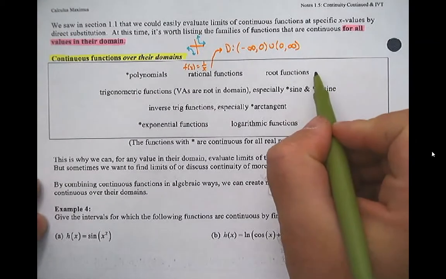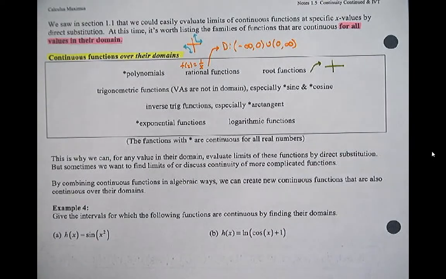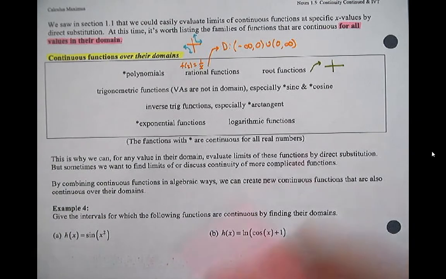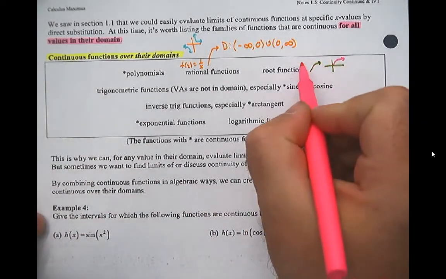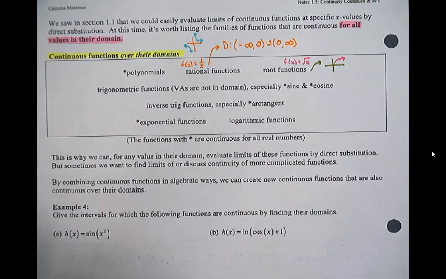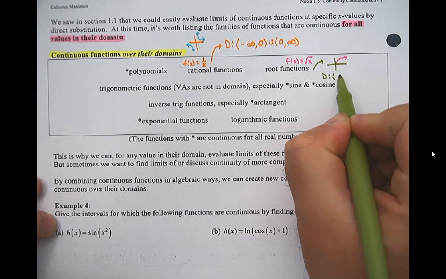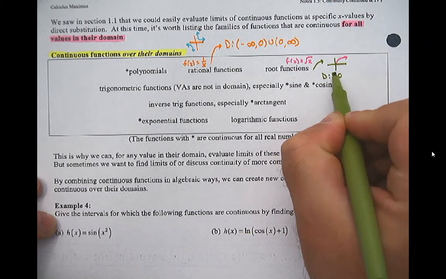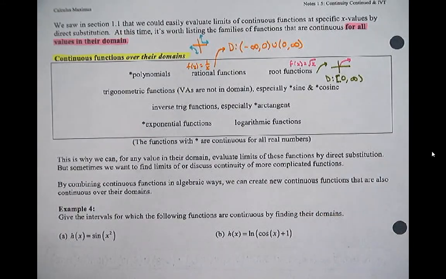Same thing with the root function. This is not what we would say is continuous everywhere, but this is a function that's continuous over its domain. Make a sketch of a root function. A root function we know goes something like that. Square root of x, for instance, could be the equation. And so the domain would be 0 included until infinity. So the function is continuous over its domain.